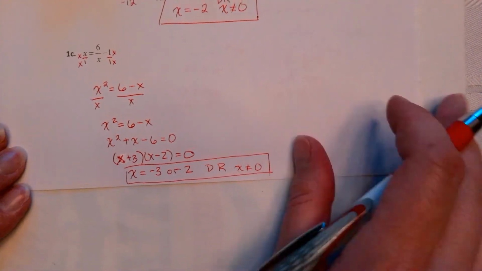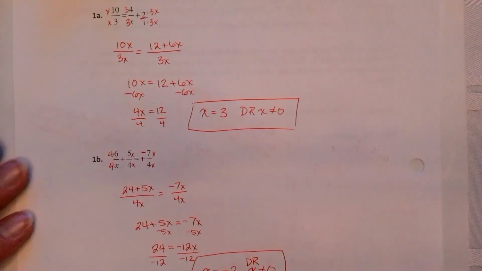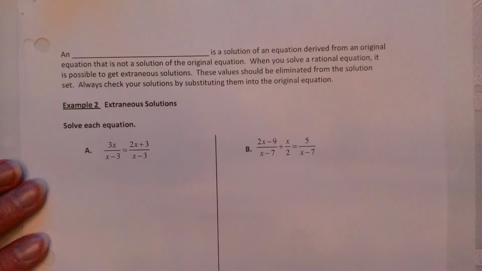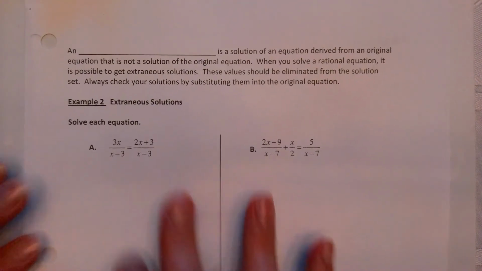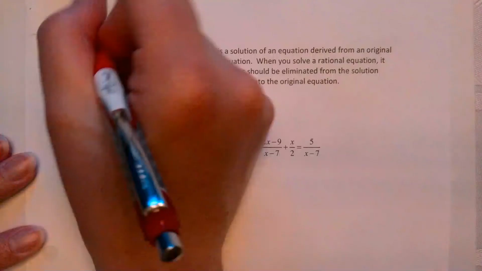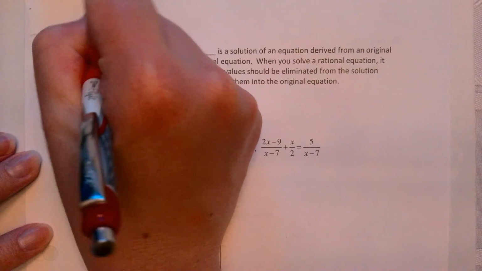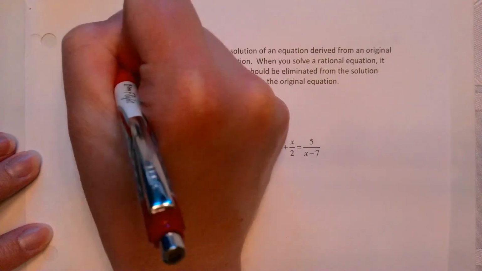Okay, so those were a little bit of easier examples to get us going. We didn't have any major pieces to deal with, and so we're going to keep moving on here and practicing more. All right, so you can see there's a little bit more to these problems, but we're also going to talk about extraneous solutions, or you might see the word erroneous solutions or false solutions.